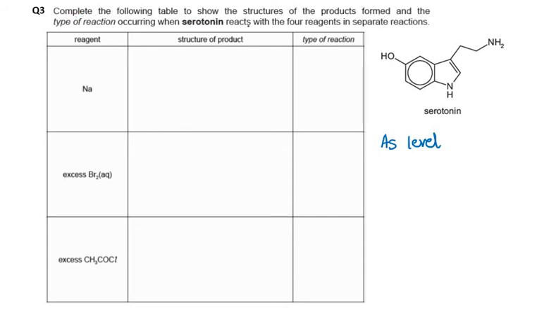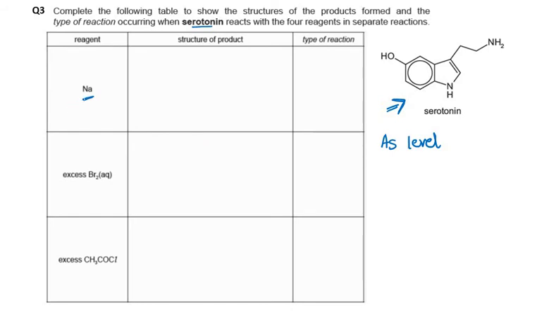It says, complete the following table to show the structure of products formed and the types of reaction occurring when serotonin reacts with the 4 reagents. Now the structure of serotonin I've given here, and let's see the reagents which are reacting with such a compound. Generally what happens to the students is that when such a complicated structure is seen by them, they just get confused and think that they don't know anything. But believe me, listen to all the explanation throughout the question, and next time you will find such questions very easy. Now have a look at the first reagent, sodium.